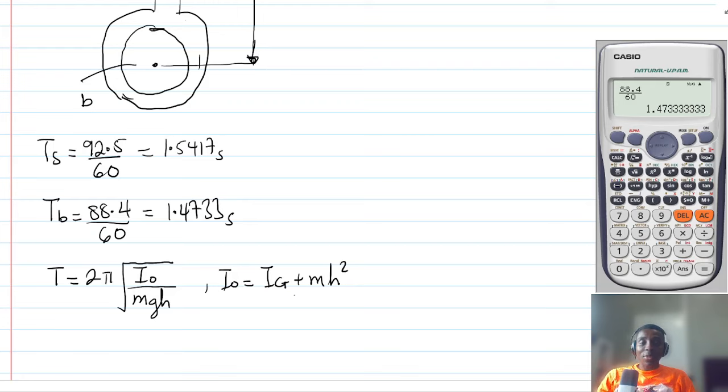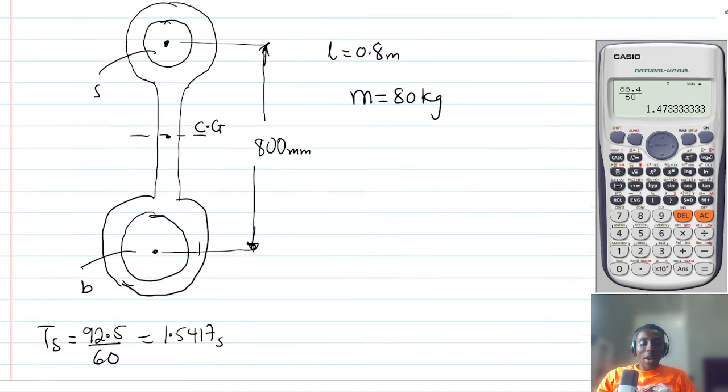So the total mass moment of inertia is given by I_G, which is the mass moment of inertia about the center of gravity, plus what we call the parallel axis theorem. I know you are familiar with the parallel axis theorem from your dynamics class, so I will not really go over that. But the whole idea is that this formula is going to help you to calculate.